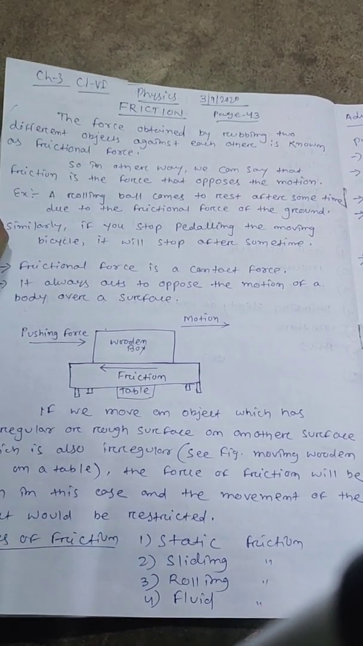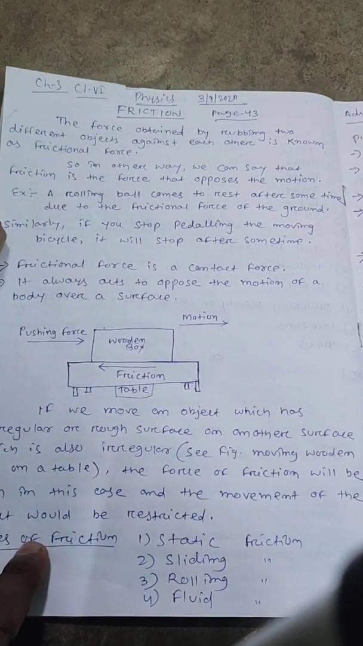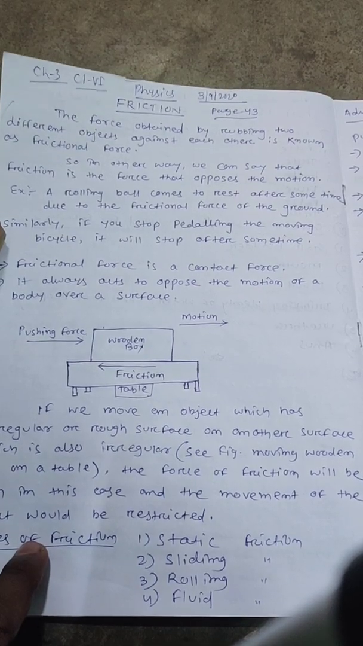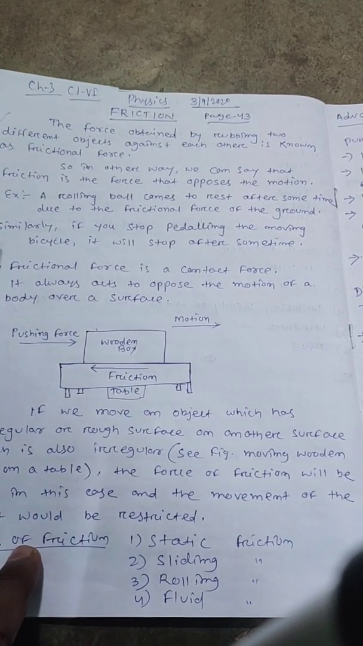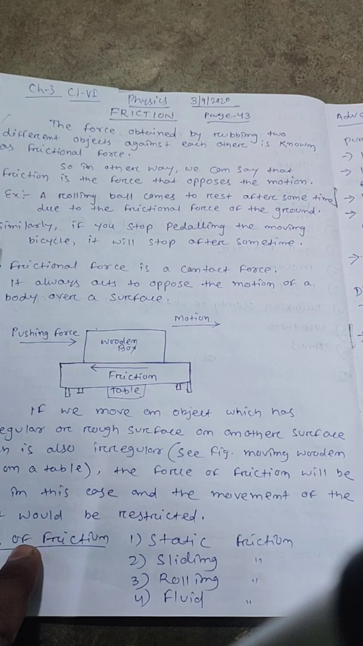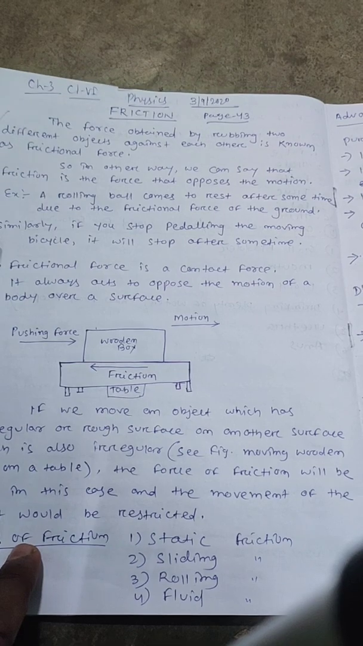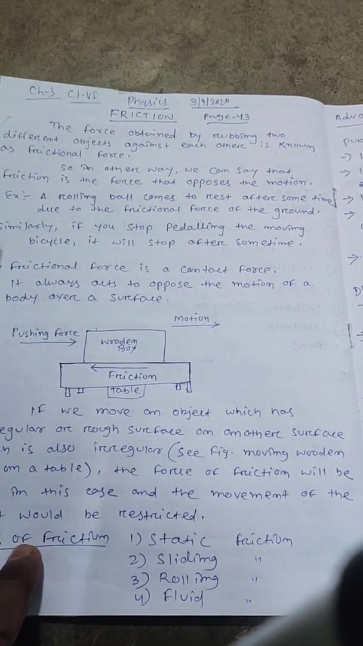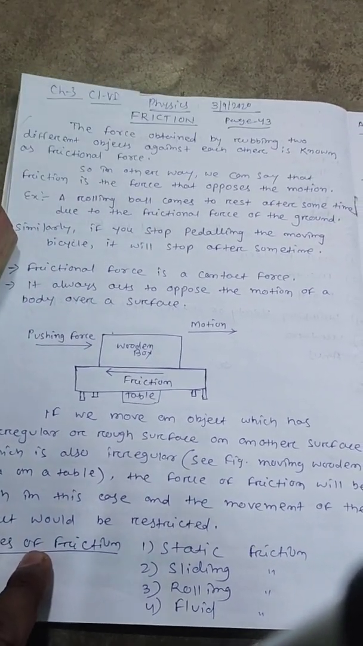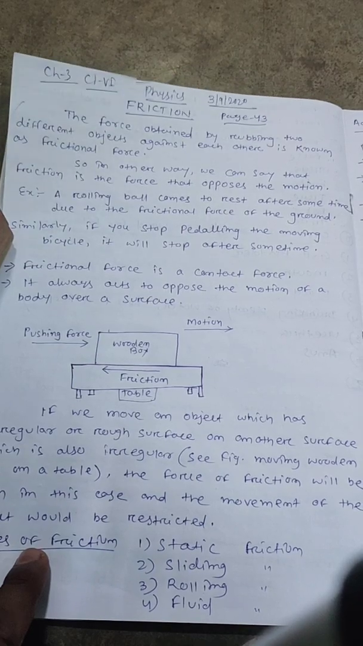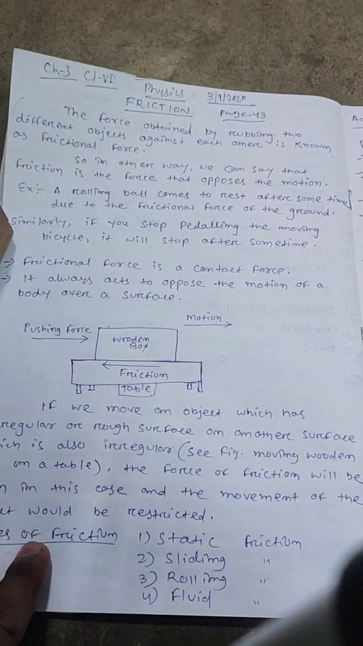Similarly, if you stop pedaling your cycle, the moving cycle will stop after some time. Why? Because of the frictional force that develops between the tire of your bicycle and the ground. So when you stop pedaling the cycle, it will stop after a while. Here you can see frictional force is the contact between two objects.